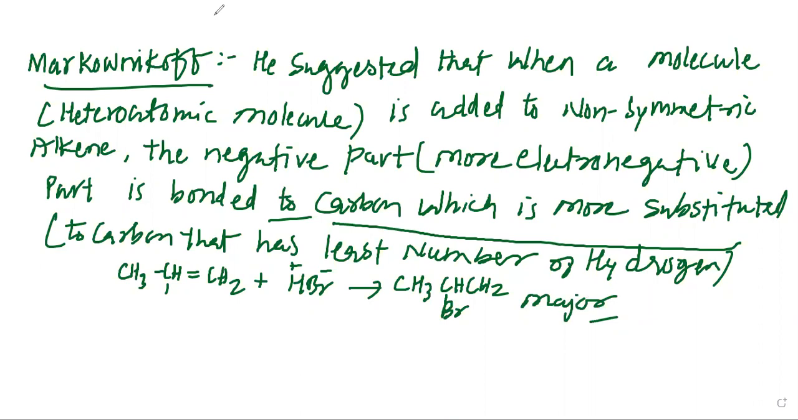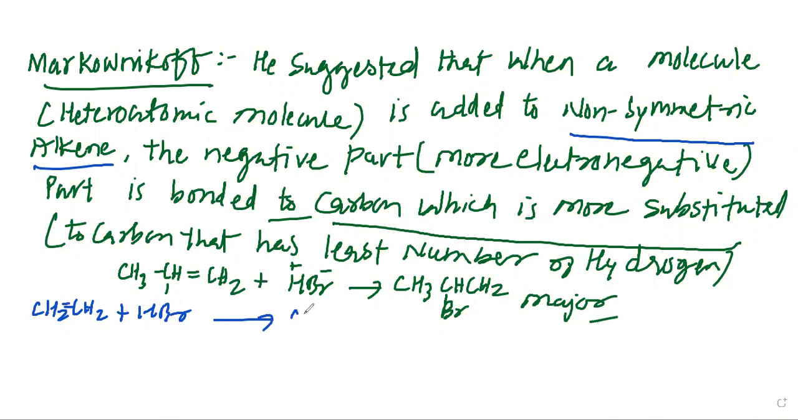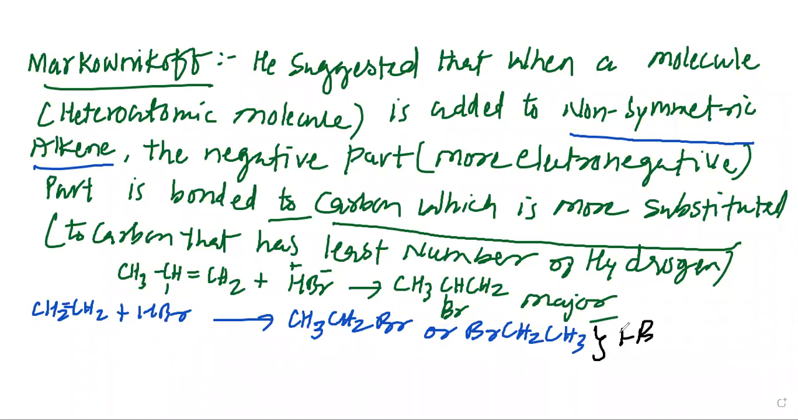Now, my dear students, I want to bring something to your notice here, that I have written the word non-symmetric alkene. So if you look at this example, suppose you have CH2 double bond CH2, and if you add HBr to it, you will get the product CH3 CH2 Br, or you may get Br CH2 CH3. Both these products are known as 1-bromoethane. Both these products have the same name, and we call them 1-bromoethane.